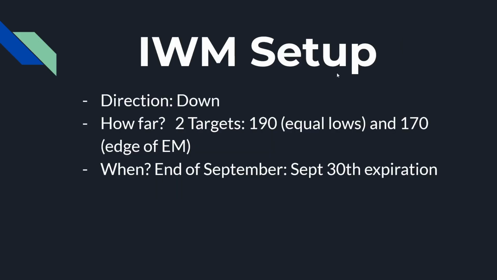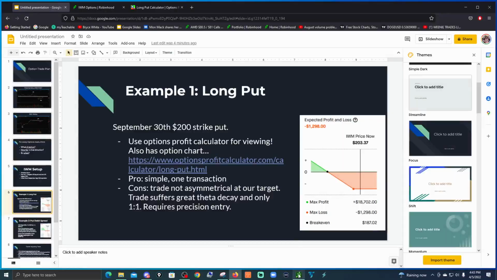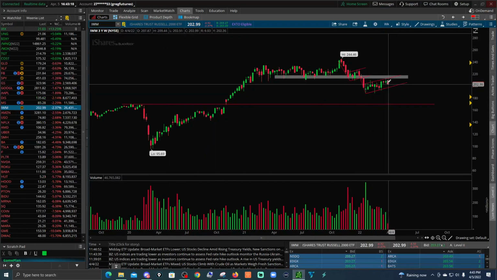So for this IWM setup, we're going to say the IWM is more likely to go down based off our trade idea, our trade thesis. And how far? Well, there's two potential targets. $190 a share would represent equal lows. So if we just pull up the IWM on the weekly time frame right here, we can see that if we're expecting equal lows, that's about $190 per share on the ETF. If we're expecting that former breakout area, that could be as low as about 169 to 170. So 170 is kind of the stretch target towards the downside on the IWM.